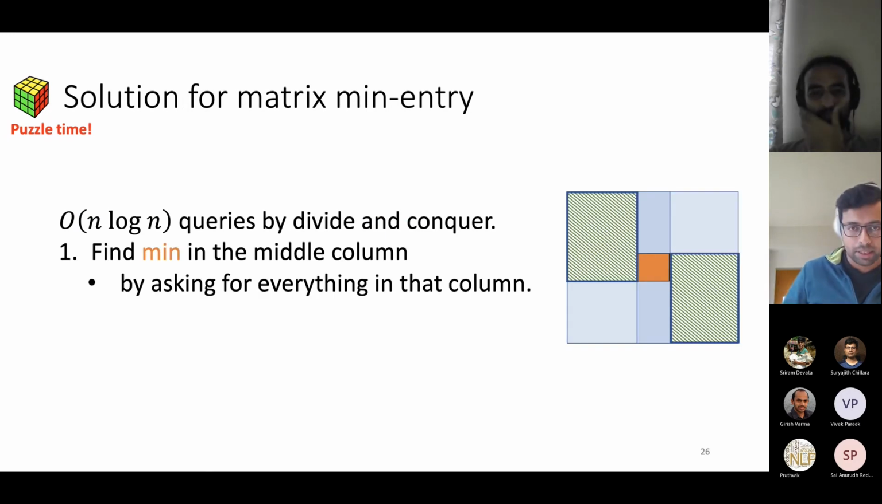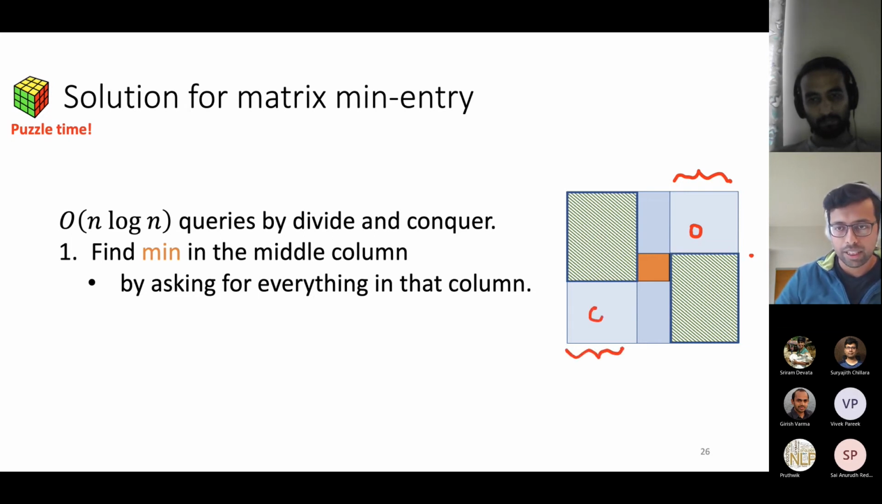You're going to find the minimum in the middle column. Once you have found the minimum, which is in the orange box over here, you know that the minimum on the right hand side is going to be in the shaded region, and the minimum on the left hand side is going to be in this shaded region, right? Let me just get a pen. So what I'm saying is that the minimum in this set of columns cannot be somewhere over here, because that will not be a monotone matrix then. Similarly, the minimum over here cannot be somewhere over here. Again, that won't be a monotone matrix.